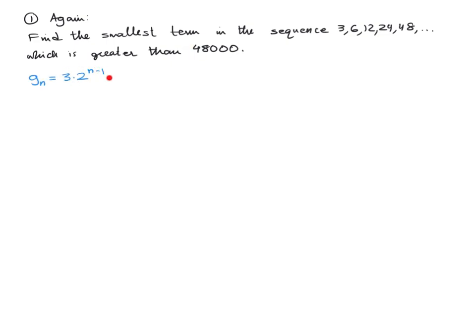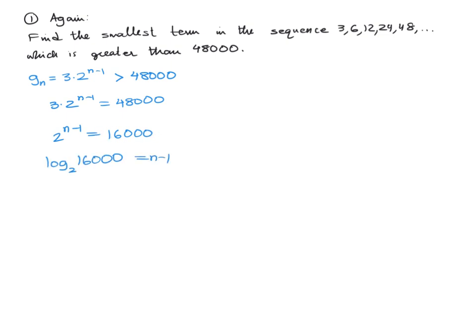So this is the explicit formula for the sequence since it's geometric. And we're going to set it greater than 48,000. But of course, we're going to solve it as if it was an equal to. So we have 3 times 2 to the n minus 1 equals 48,000. And then we divide by 3, so 2 to the n minus 1 equals 16,000.